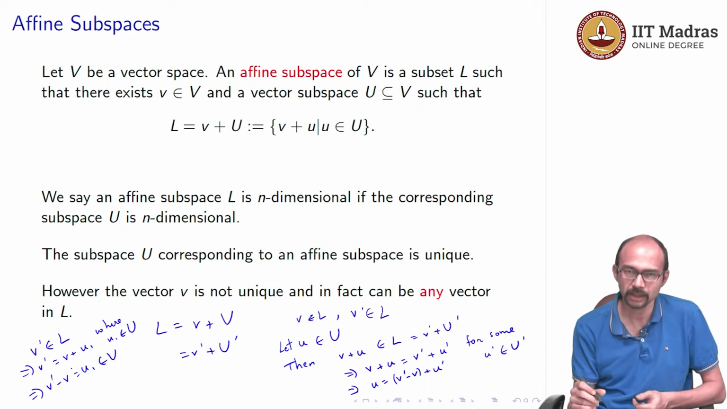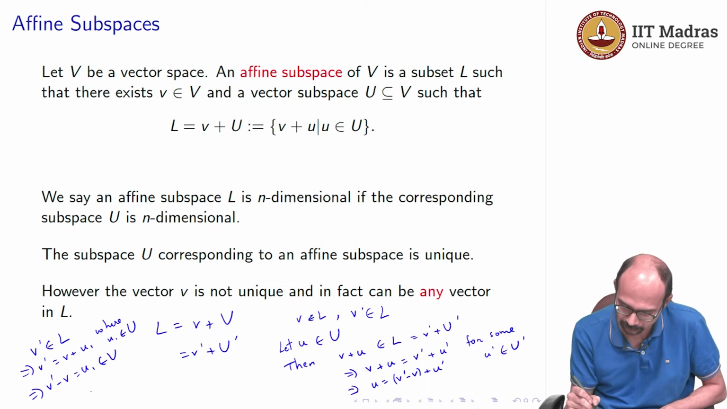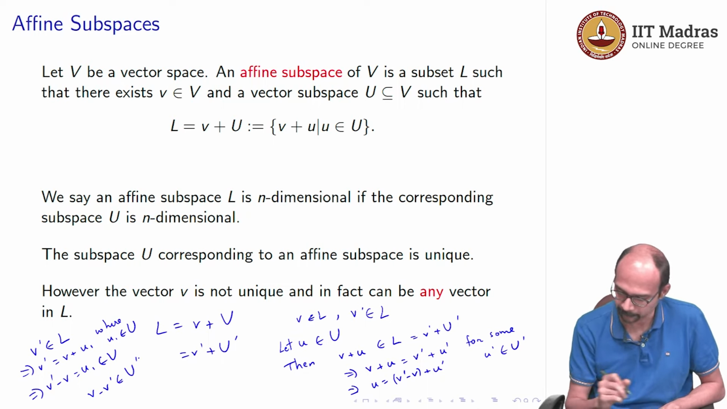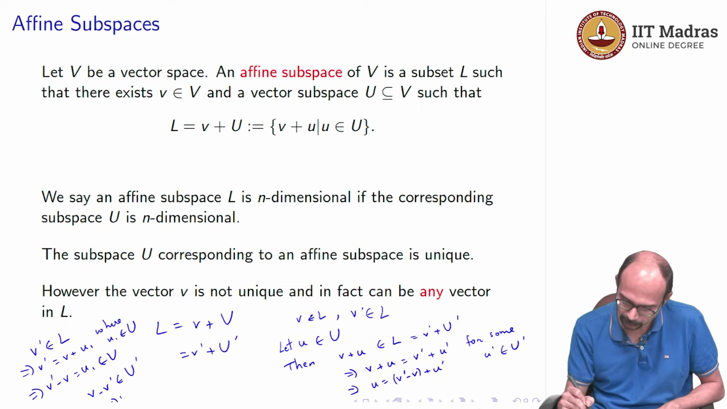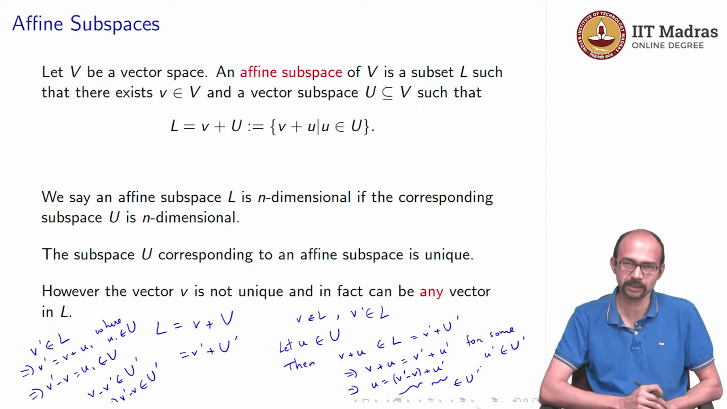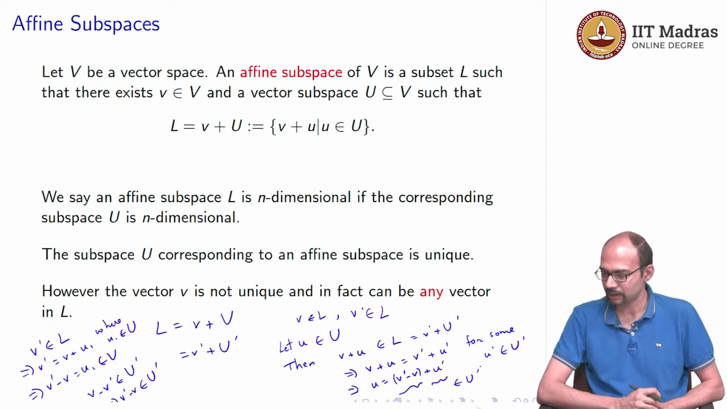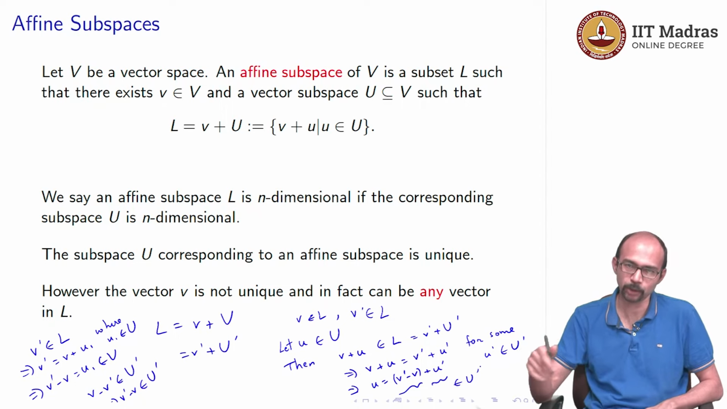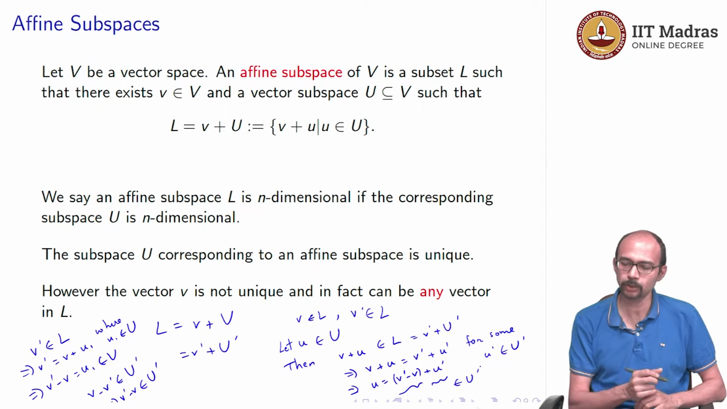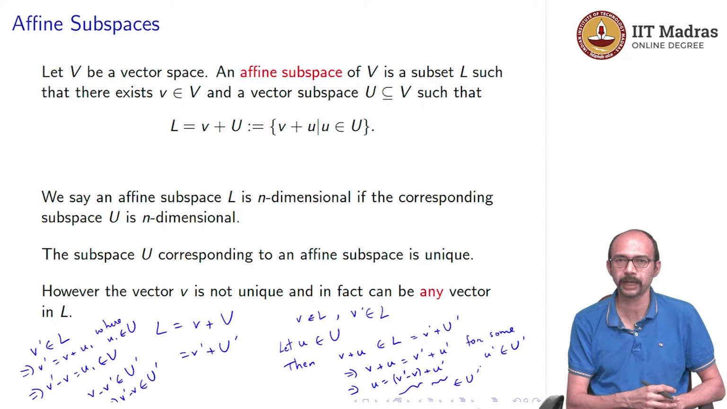And the same argument done with v and v prime, the roles changed, we will say that v minus v prime belongs to u prime. So, that implies that v prime minus v belongs to u prime. So, both of these vectors belong to u prime, but u prime is a vector subspace. So, that tells us u is in u prime, and that completes the argument that I was giving here. So, the main point here is if you write it as v plus u and v prime plus u prime, then the u and u prime must be the same.